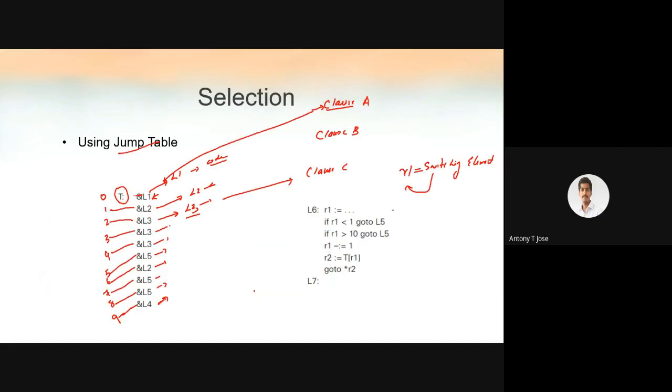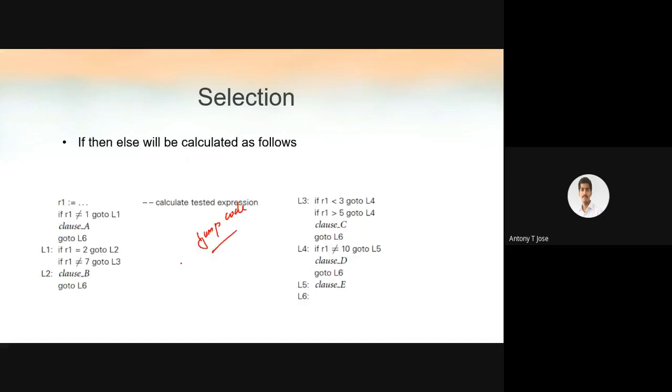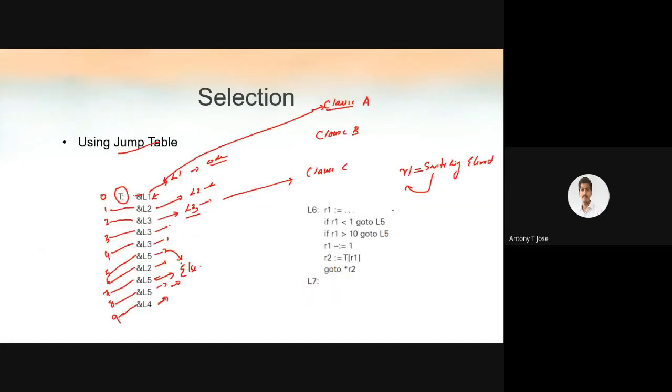So L5 corresponds to the else clause. That is clause E. L5 corresponds to clause E. So if R1 is less than 1, it will go to L5, that is clause E. So the else condition will be executed, right?